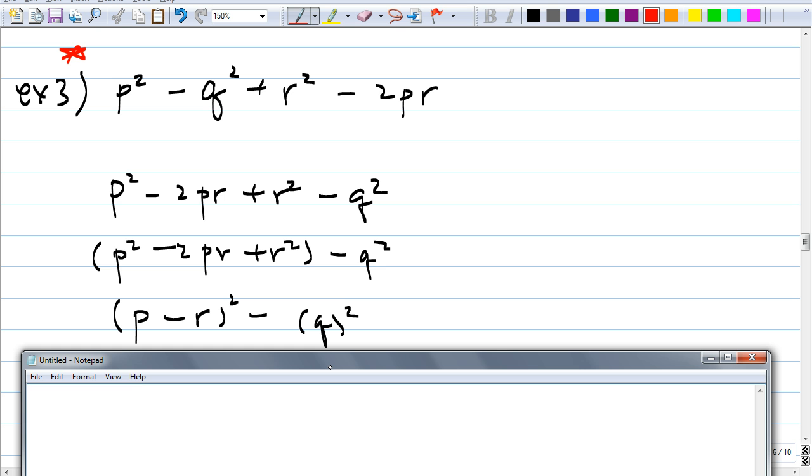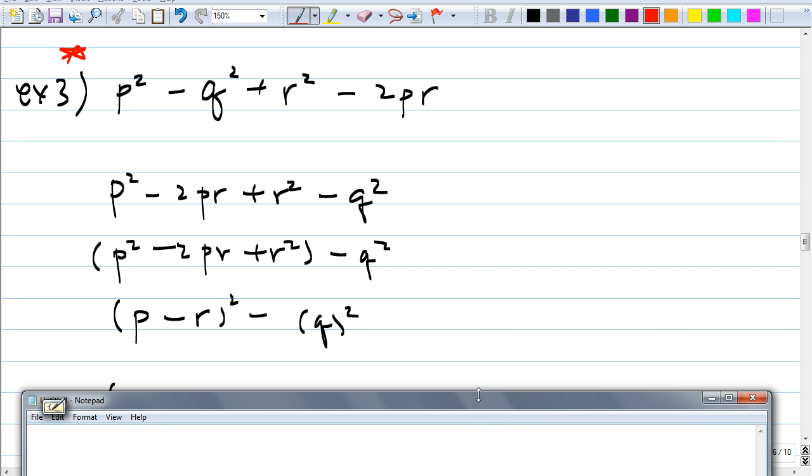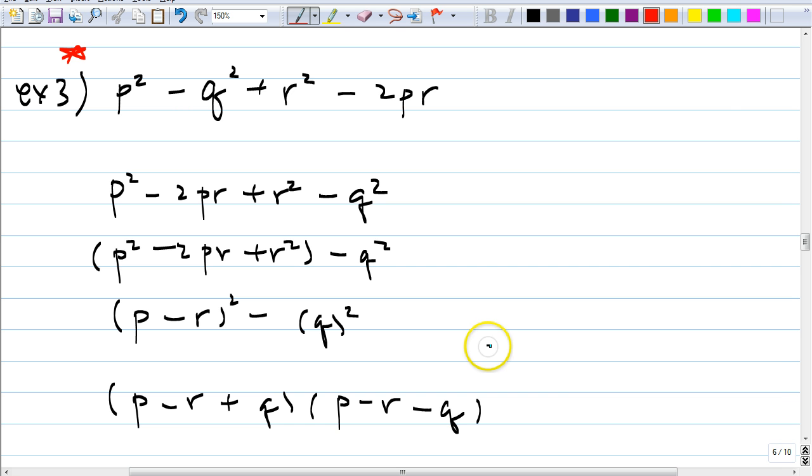All right. Who could tell me how to finish this up? Viviana? What's your a this time? p minus r. Yeah. What's your b? Yeah. So it's using substitution. So, tell me the answer. p minus r plus q, times p minus r minus q. You got it. How many people got this one? Raise your hand. Okay, good. If you didn't, do you understand it now? Yes? No? We good? Alright, good.